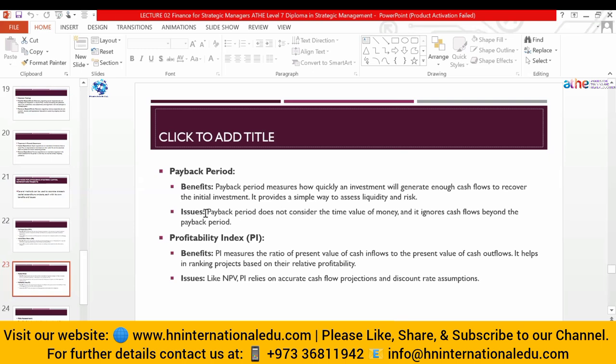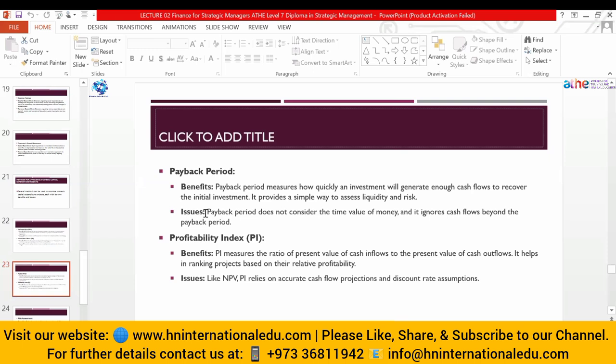Profitability index. Now, this is the ratio of present value of cash inflows to the present value of cash outflows. In a business in which inflows are more and outflows are less, it's the best one. But if it's vice versa, it is the worst condition. It helps in ranking projects based on their relative profitability. More inflow, the better profit you are going to generate, and the business is going to be liquid.